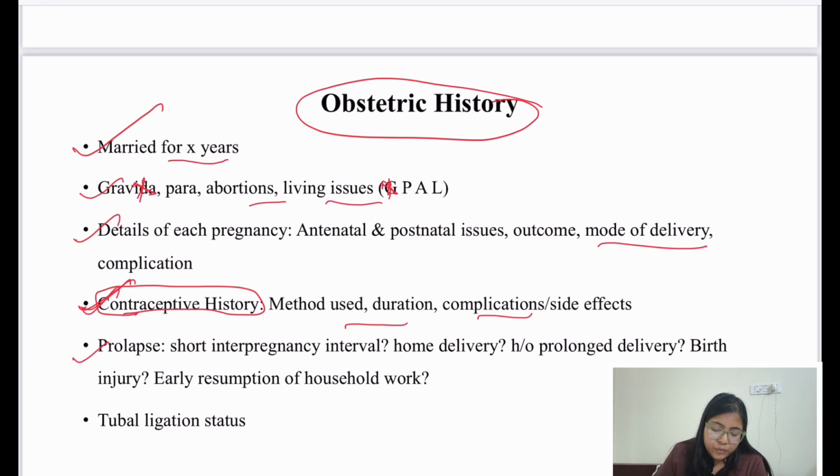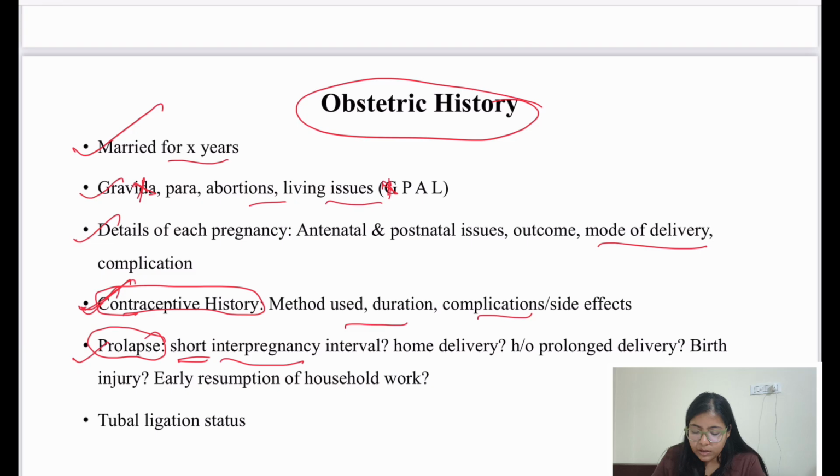If the patient is of prolapse, then in OBS history you have to take something extra. What are those extra points? Inter-pregnancy interval, like if it was less than 2 years, as the ideal interval is at least 2 years. So if it had been less than 2 years, like a year or 1.5 years, then that is a risk factor for prolapse.